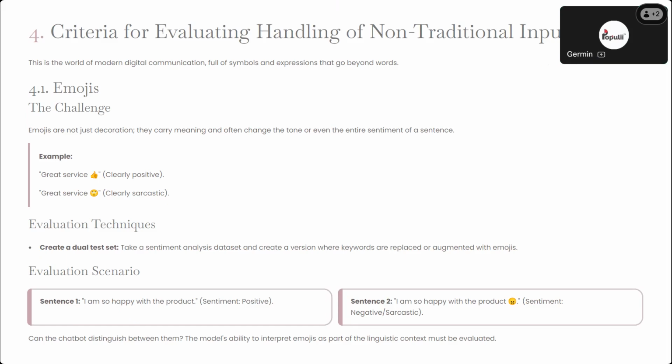So a modern and human-aware chatbot doesn't just process words, it understands how people express themselves, whether that's through emojis or slang or tone. That's what makes a chatbot truly feel natural and emotionally intelligent. If it's clear, I will move to the second slide.